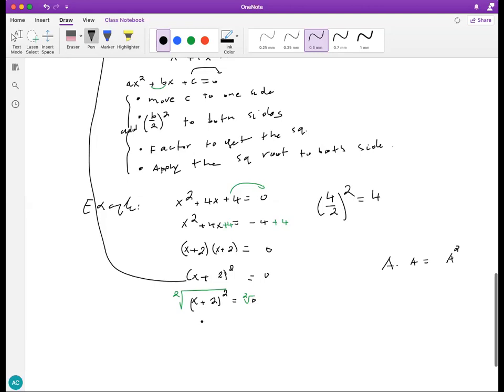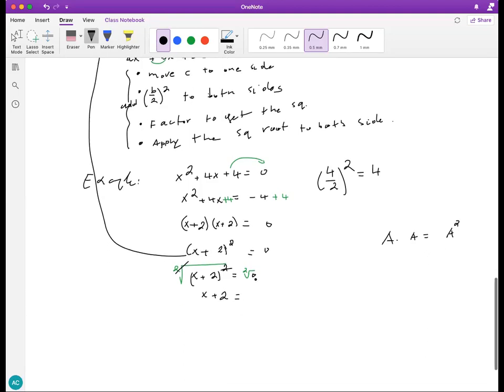So now what is left on this side if we cancel these? We're left with x plus 2. The square root of 0 is just 0, so we don't need the plus or minus, because 0 is a neutral number. It doesn't have a sign. So we're just going to put 0. And if you solve this, you get negative 2.